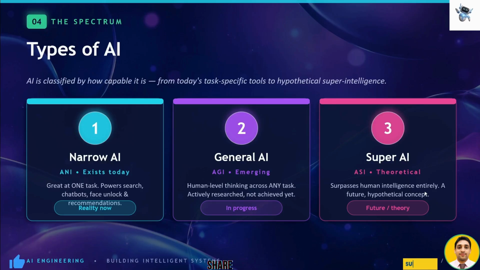And finally, we have Super AI or ASI, Artificial Superintelligence. This is a theoretical concept where a machine's intelligence would completely surpass human intelligence in every aspect: creativity, problem solving, emotional understanding, everything. This remains a future and hypothetical idea, something you'll often see discussed in science fiction and AI safety research. But it is not something we have built or even fully understand how to build yet.